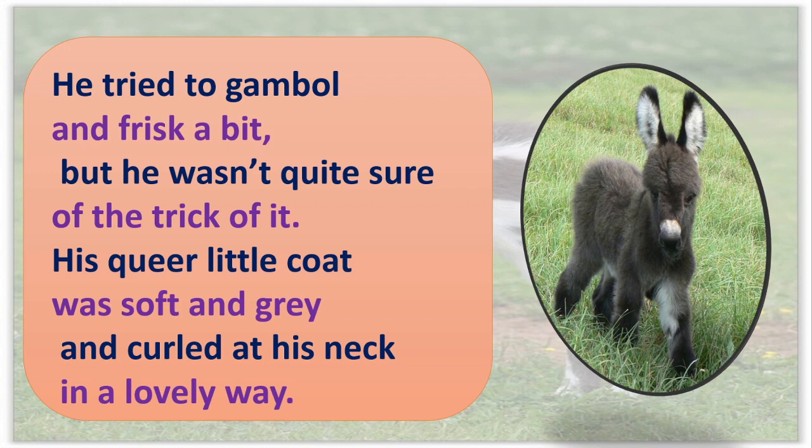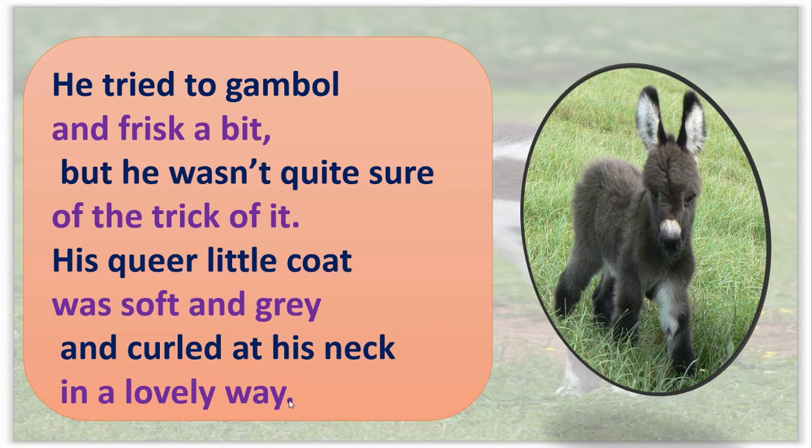Yes, once again we will go through. He tried to gamble and frisk a bit, but he wasn't quite sure of the trick of it. His queer little coat was soft and grey and curled at his neck in a lovely way. Here the donkey tried to run and leap playfully, but he did not seem quite sure how it was done. His peculiar little coat was soft and grey and curled at his neck in a pretty way. Lovely way means pretty way.